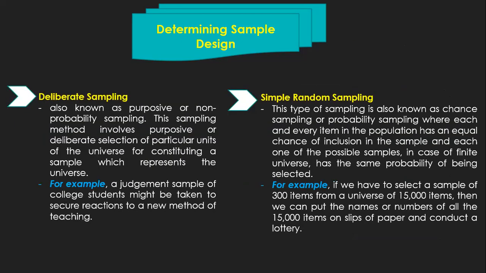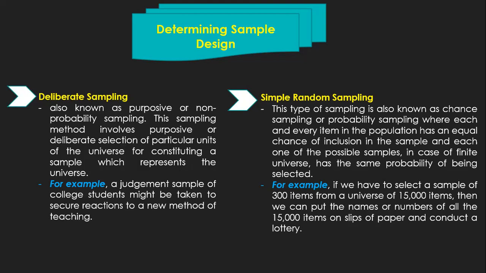So deliberate sampling, also known as purposive or non-probability sampling. For example, a judgment sample of college students might be taken to secure reactions to a new method of teaching. So judgment sample of college students. So dili tanan, just a selected or a select students to answer the questions or survey about the new way of teaching. A simple random sampling somehow is a type of a sampling which is a probability sampling where each and every item in the population has an equal chance of inclusion. So tanan sila must be given importance, must have the chance to be included in the sampling.